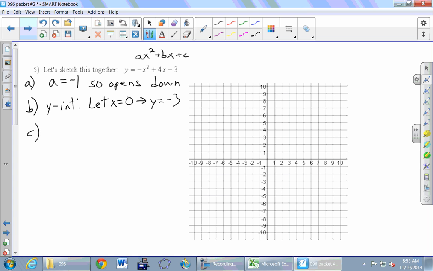Let's take a look at the next thing, x-intercepts. Okay, how do we find x-intercepts? Well, y equals 0, just the other variable equals 0. And so then I'm going to copy my original equation, but instead of the y, we're going to put 0.